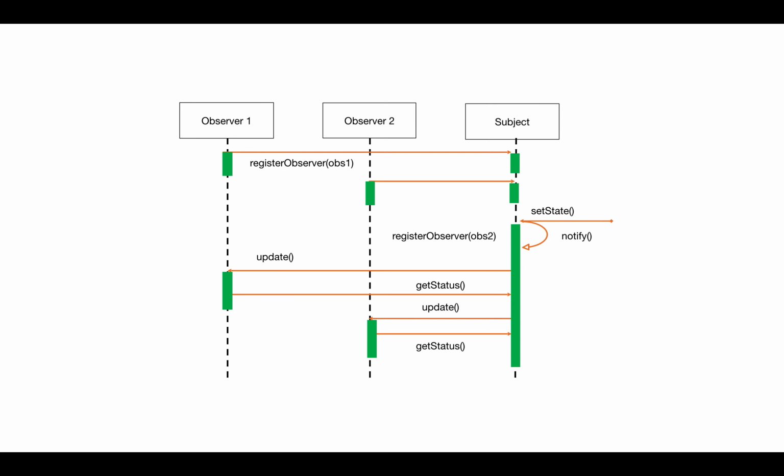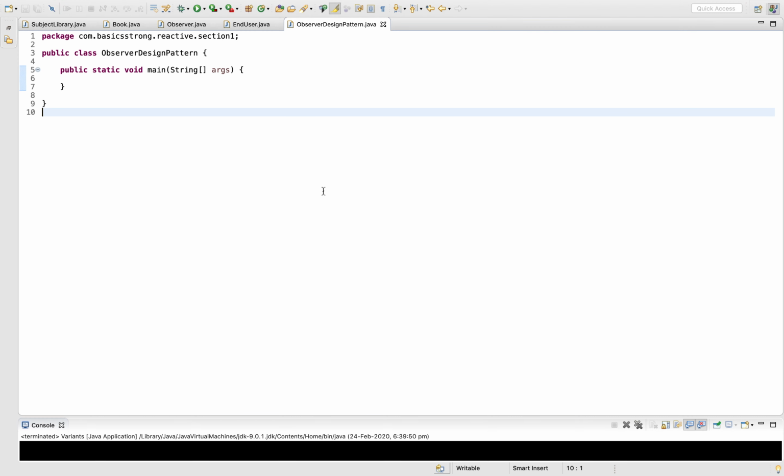Now let's see the same with a code example. So let's move to the IDE. See here, this is the observer design pattern class, which we are going to use as the driver class. Other than this class, we have 4 classes.